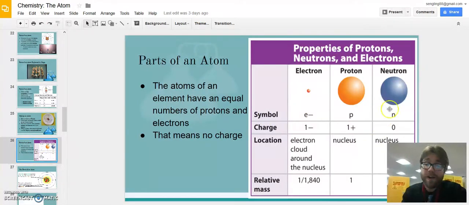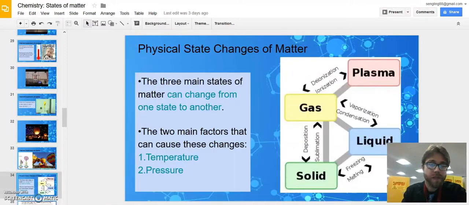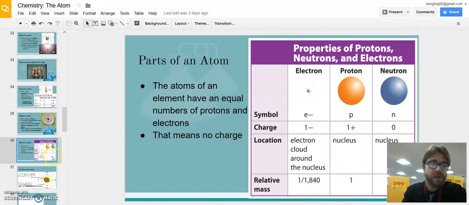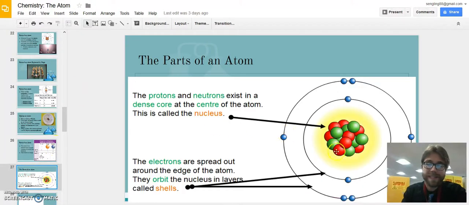And then finally, also in the nucleus is a neutron. A neutron is neutral. That means it does not have a plus. It does not have a minus. It's not positive. It's not negative. It is neutral. A neutron also weighs 1 AMU. A neutron is also at the center.